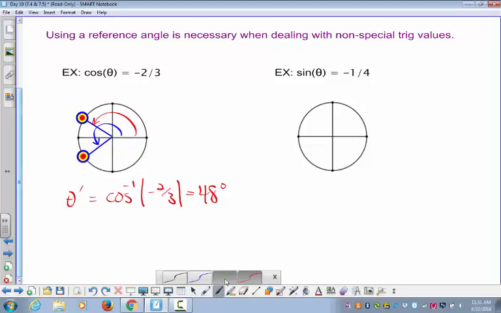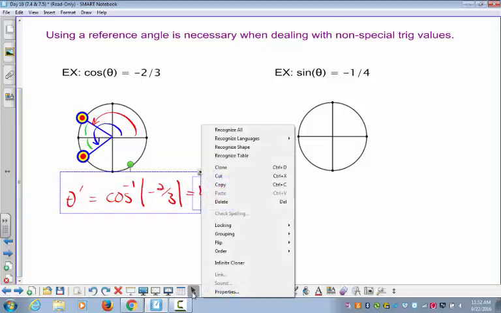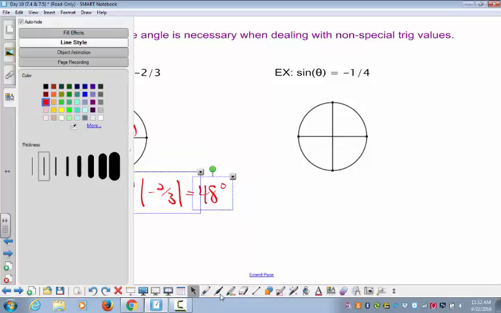So that reference angle, I'm going to squeeze it in, it's going to be there for the quadrant 2 group, and it's going to be there for the quadrant 3 group. So we have to use that reference angle of 48 to get the red solutions and the blue solutions up there. I wish I'd done this in green. Can I change it to green on the fly?